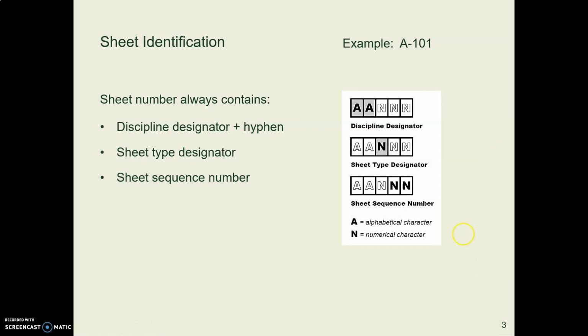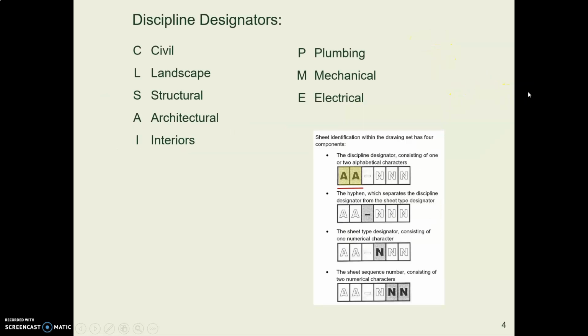So first, a sheet number always contains what discipline we're talking about. For example, in this class, our sheet numbers will always start with an A because we're doing architectural drawings. Then the first number will talk about, is this a floor plan or a section or something else? And then the last two numbers will just be the next available number.